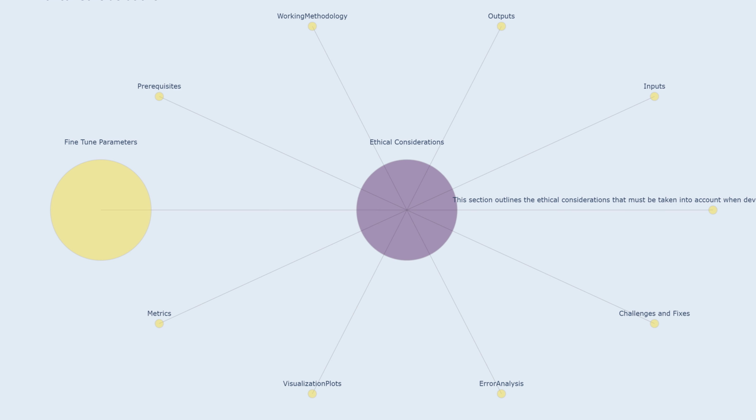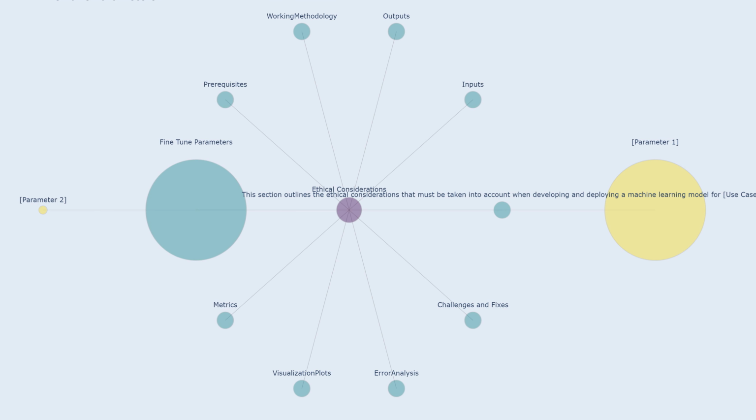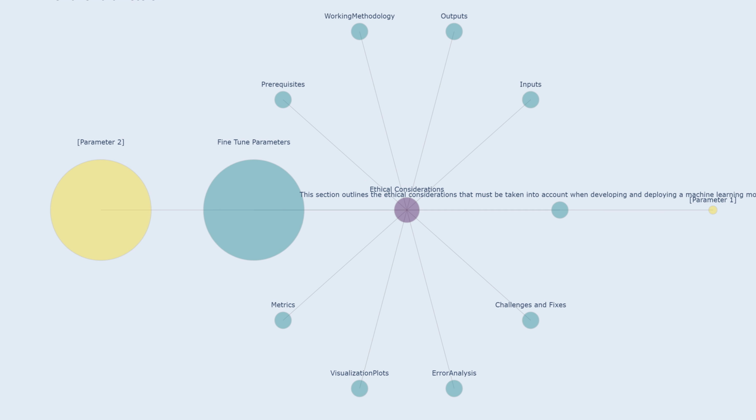Fine-tune parameters. Learning rate. This parameter controls how quickly the model learns from the data. A higher learning rate will result in faster learning but may also lead to overfitting. Regularization. This parameter helps to prevent overfitting by penalizing the model for being too complex.